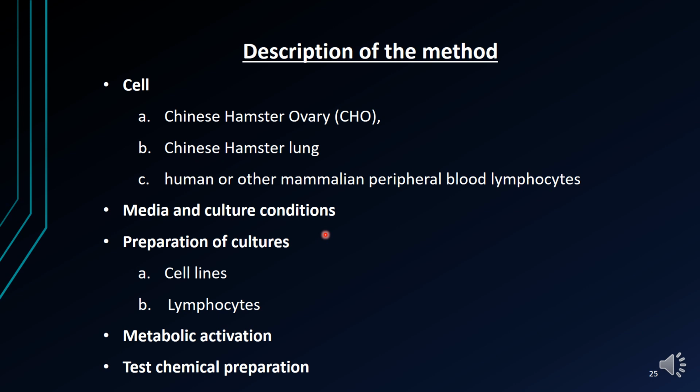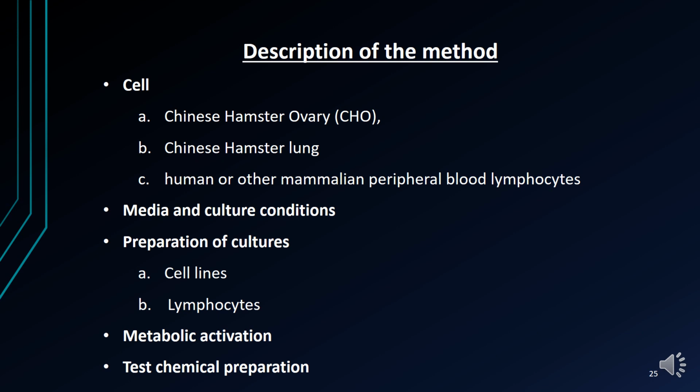Next is the preparation of a culture. As we are using the different cell lines, I already mentioned it. Next is the lymphocyte. If we are using the lymphocyte for this test, it is needed to treat it with heparin to avoid further inconvenience during the test. Next is the metabolic activation system, which is needed for the cell growth.